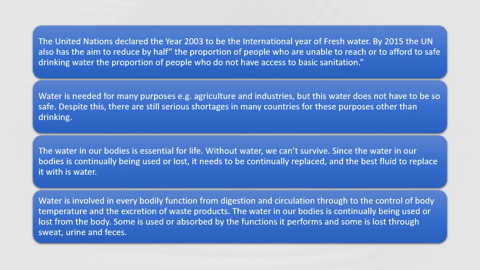The water in our bodies is essential for life. Without water, we can't survive. Water is involved in every bodily function from digestion and circulation through the control of body temperature and the excretion of waste products. The water in our bodies is continually being used or lost from the body. Some is used or absorbed by the functions it performs, and some is lost through sweat, urine and feces.